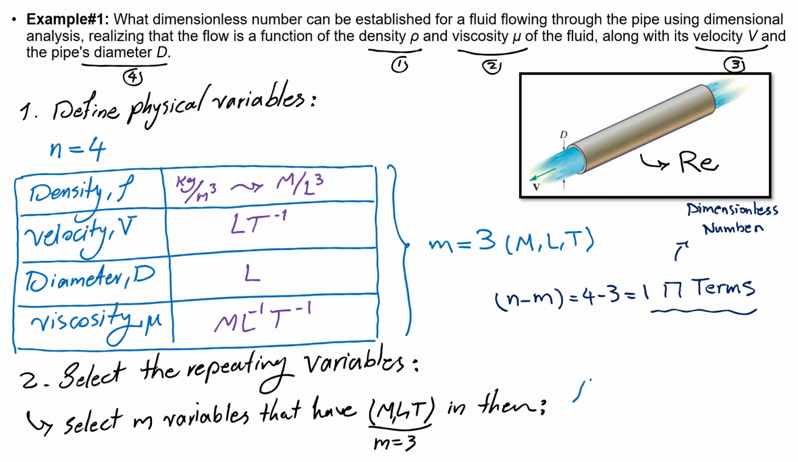Take a look at the table. If you take a look at the dimensions of density, viscosity, and velocity, you will see that collectively, all three of these have mass, length, and time dimensions in them. Okay. Of course, another choice could be mu, v, or d. This will also have all three principal dimensions in it. So you can either choose rho, mu, or v, or mu, v, or d. That's up to you. Okay, I'm going to actually go with my first option.